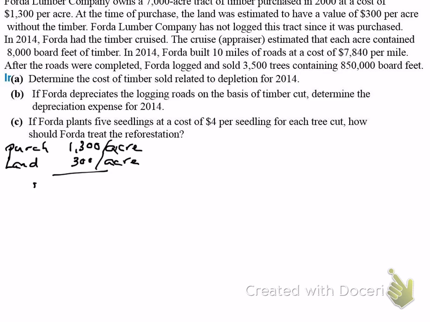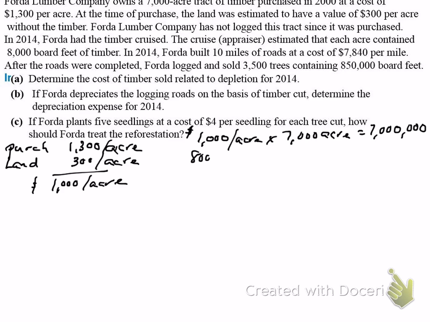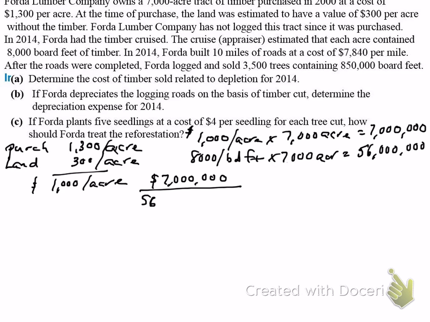You'll see in the problem that they have said that after the timber has been removed, they expect to be able to sell the land for $300 an acre. So the cost that's going to go towards the timber is the $1,000 an acre. So first step, we have to figure out that dollar amount. So $1,000 an acre times 7,000 acres is $7 million. So that's the cost of the timber.